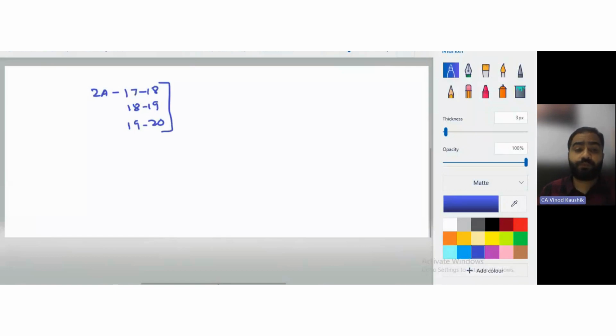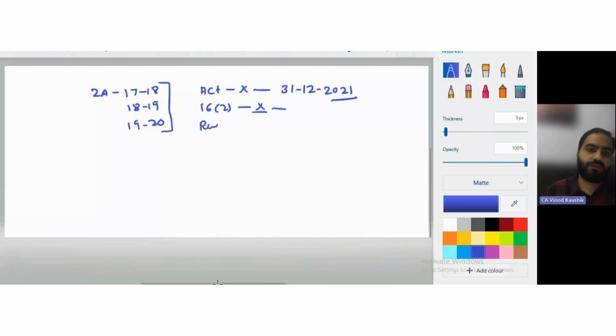But let me tell you that there was no provision in the Act. Act was having no provision till 31st of December 2021. 16(2) was having no provision. Rule 36(4) came into effect from 9th of October 2019.